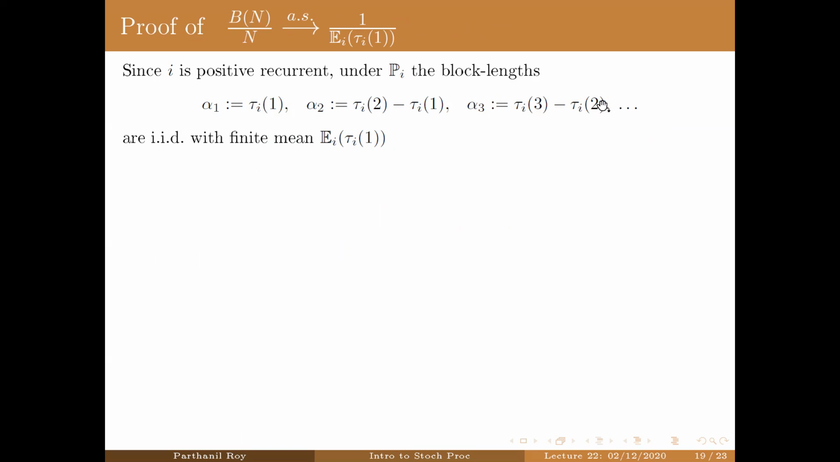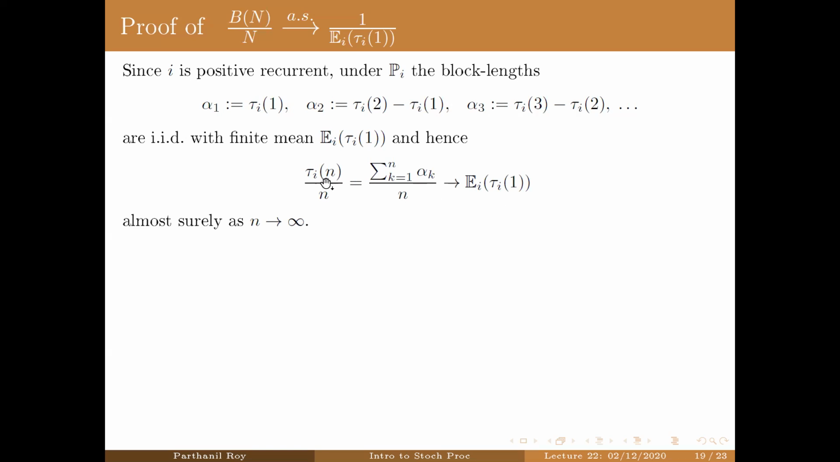Now, for the block lengths to be IID, you don't really need I to be positive recurrent. I recurrent is enough. But then I write that these are IID with finite mean, which is the expected block length, which is the expected length of the first block, the expectation of tau I1. So to say that it has finite mean, you need the positive recurrence. Now, therefore, this converges to this expectation by the standard strong law of large numbers.